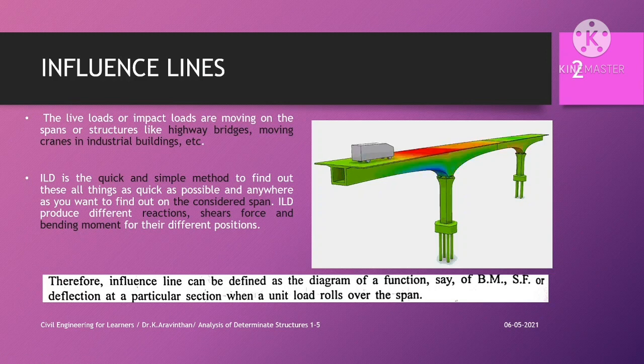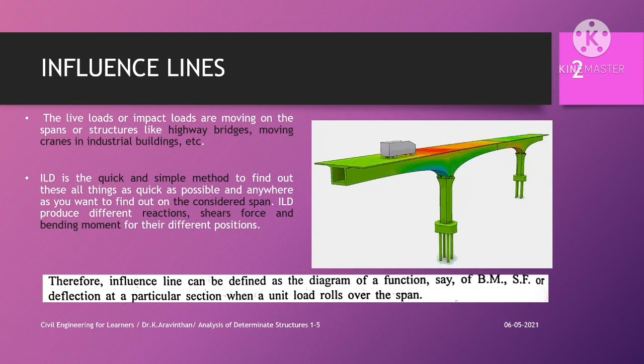In terms of definition, the influence line can be defined as the diagram of a function. This function depends upon the type of load, the distance between the span of the structure and the type of support. So this function depends on these variables, say of bending moment, shear force or deflection at a particular section when a unit load rolls over the span. So here we will only consider a single moving load. It might be 1 kilonewton.